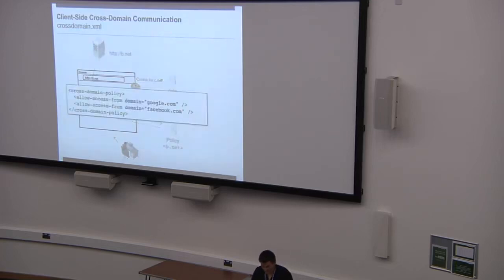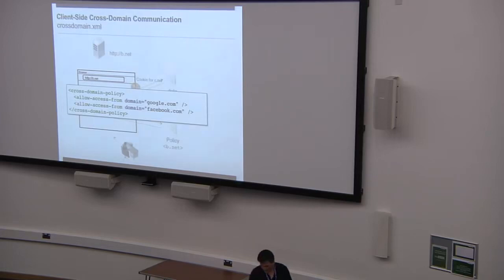And here's how such a policy looks like. So this is a very simple cross-domain policy, and it contains two entries, basically. So it says, well, allow access from google.com and allow access from facebook.com. So in this case, the site will say, I don't want to use same origin policy for those two sites. They are allowed to send cross-domain requests to me and receive the corresponding responses. And this is a quite secure policy.